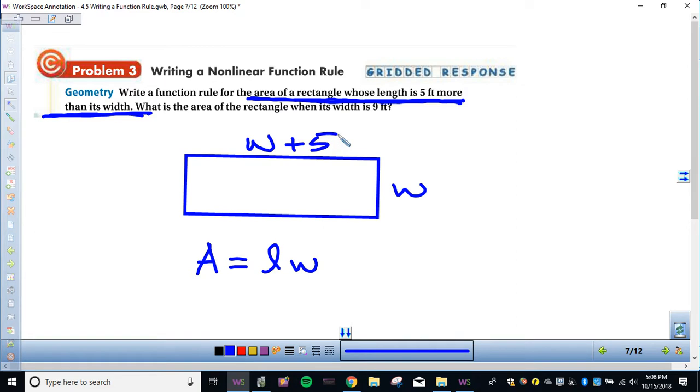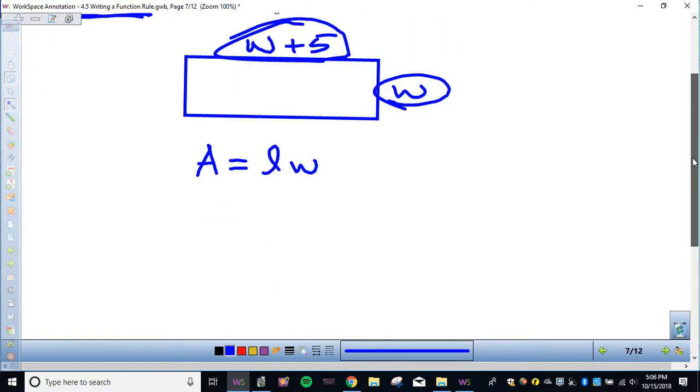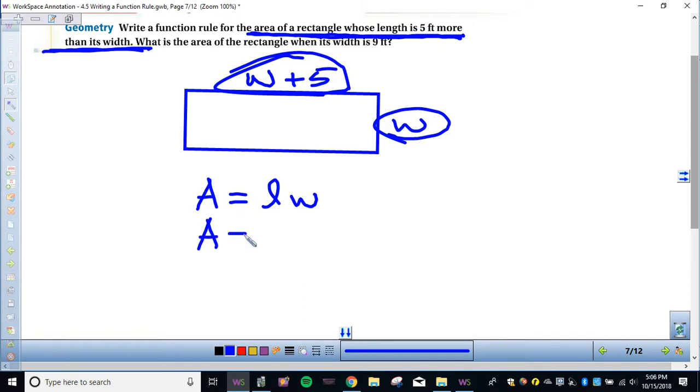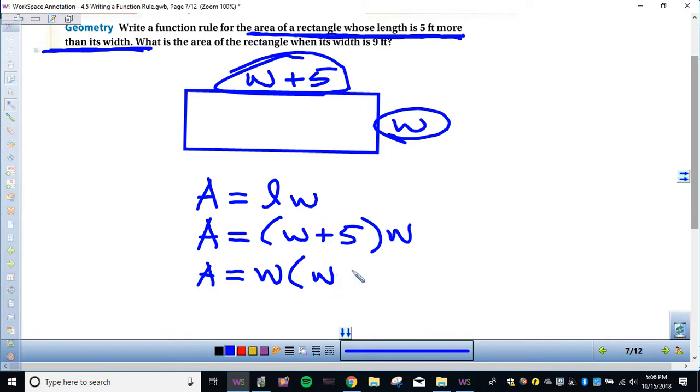What is the area of a rectangle when the width is 9? So we can plug in our length here is W plus 5. The width is W. So we can plug into our equation here. So area equals, our length is W plus 5 times W here. Now, this, to me, looks strange. I like to write the W in front of the parenthesis, so I'm just going to switch the order. So W times W plus 5.